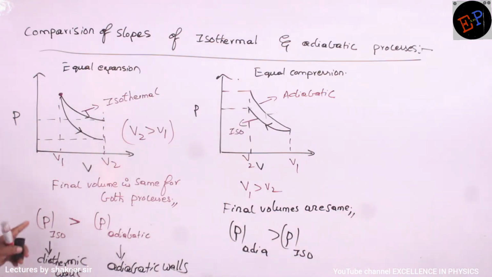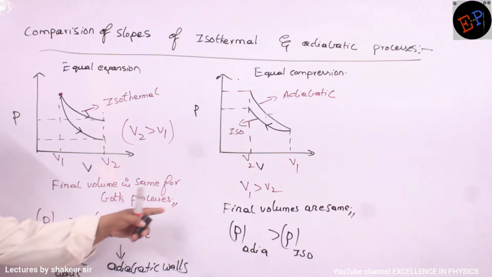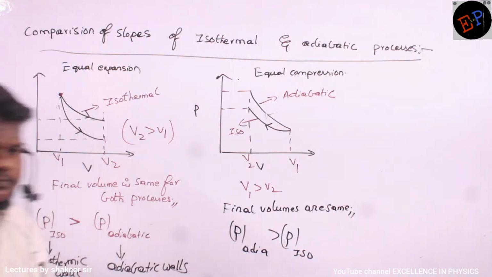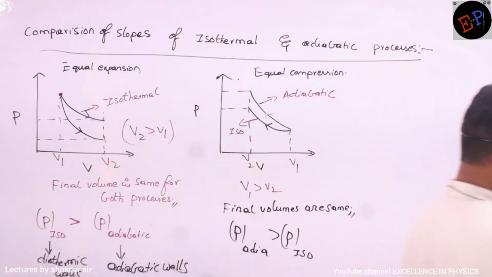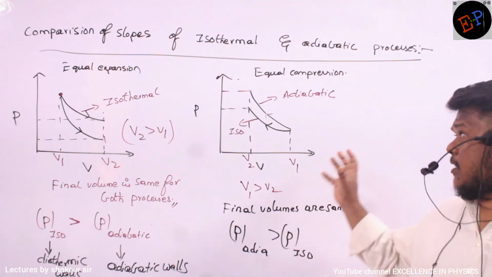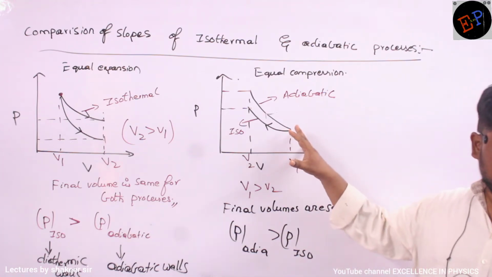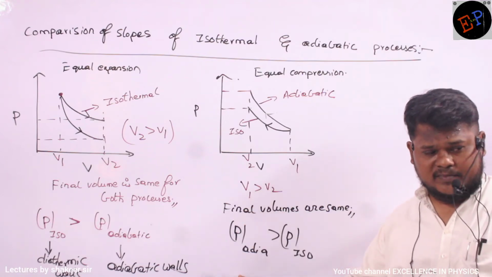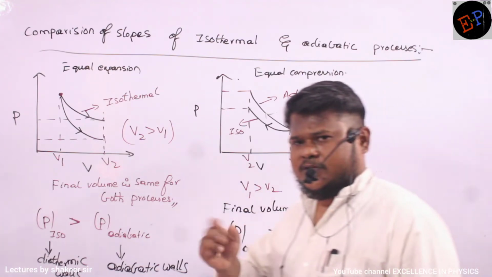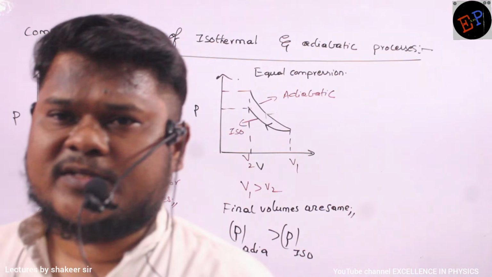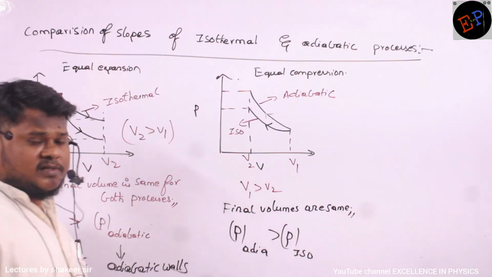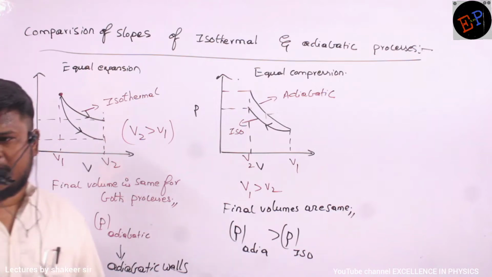But previously, pressure of isothermal was greater than pressure of adiabatic. But here you got a reverse process. Okay. Now how can you explain this one? When you are compressing the gas, this is compression only, no? When you are compressing the gas, final pressure of adiabatic is greater than pressure of isothermal process. How can you explain this one? If you understand these concepts, you will clearly understand what is meant by isothermal, what is meant by adiabatic.